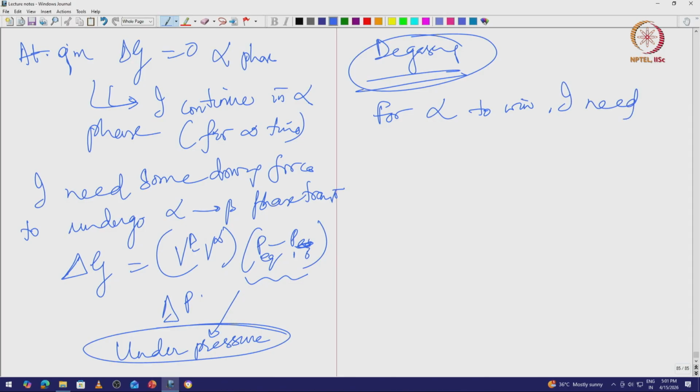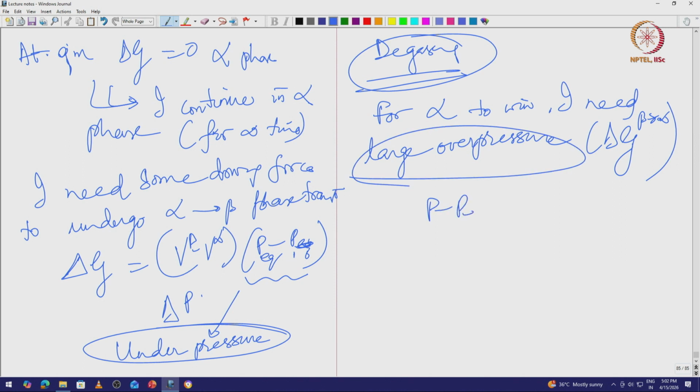Now, if I want the alpha phase to win, I go to high pressures, and at high pressures I need to have over pressure, right. So, for alpha to win, I need large over pressure, and over pressure again feeds into delta G for beta to transform to alpha, right. So, the driving force for beta to transform to alpha is given by the large over pressure, that is P minus P equilibrium. This should be as large as possible for alpha to form instantly, or to form in a very small time scale, right. So, that is where the time scale comes in.